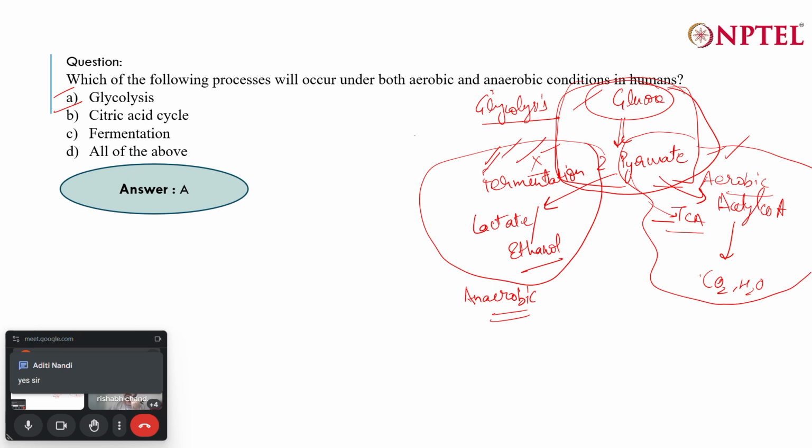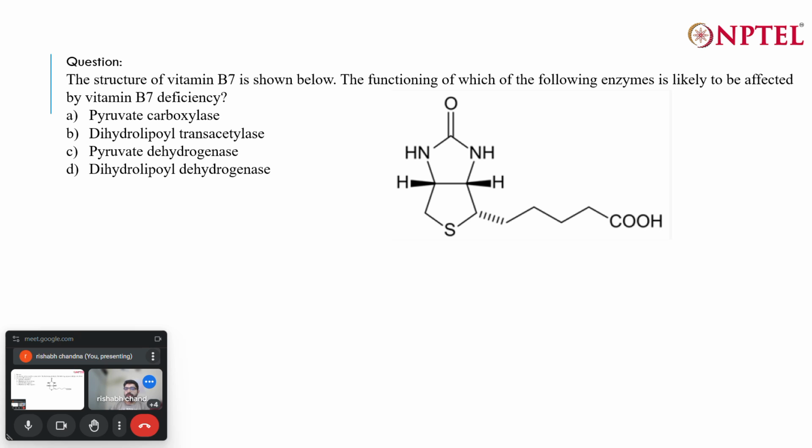Okay, so let's move on to the next question. The structure of vitamin B7 is shown below. The functioning of which of the following enzymes is likely to be affected by vitamin B7 deficiency?